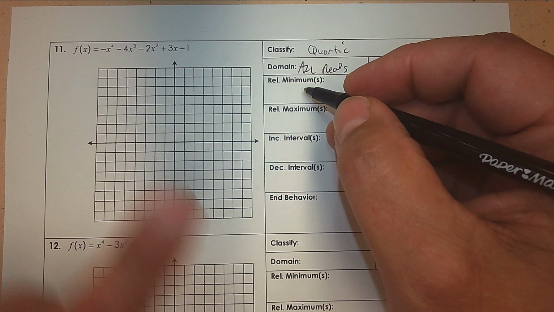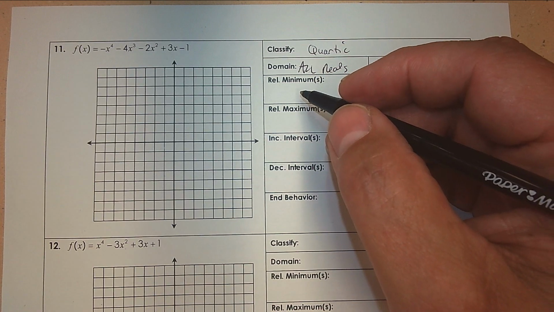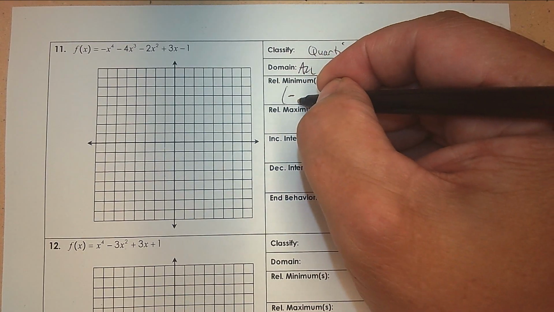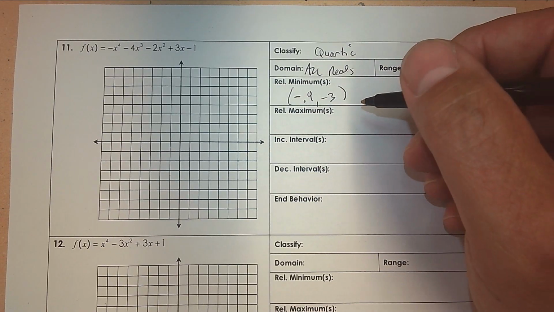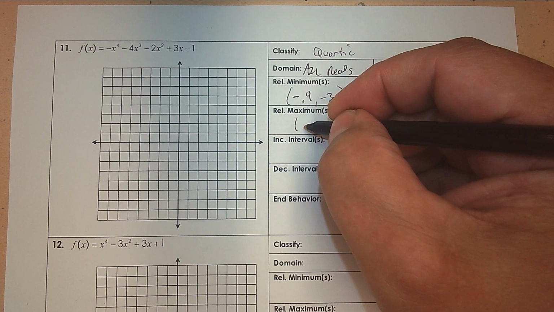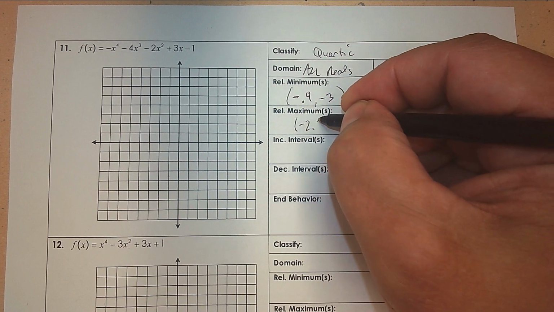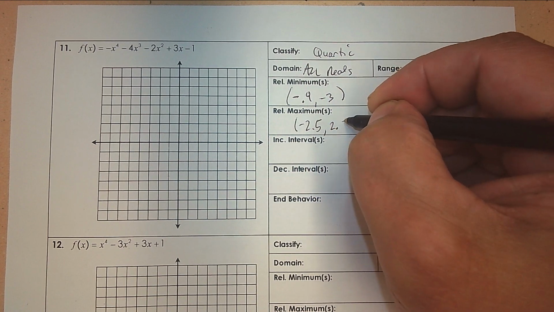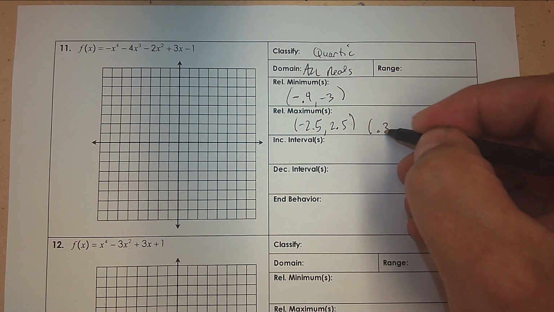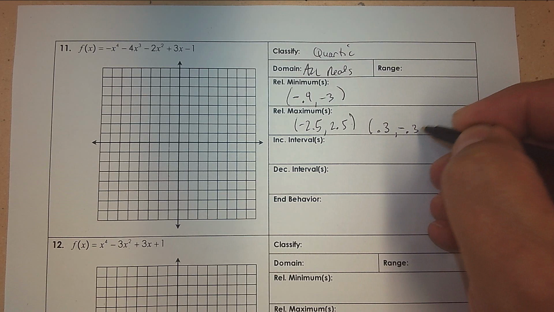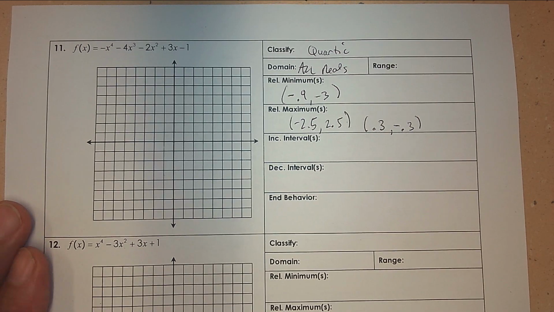Where are the minimums for this? So we have a minimum, if we approximate it, at negative 0.9 and negative 3. We also have a maximum at negative 2.5 and about 2.5 or so. We also have another maximum at 0.3 and negative 0.3. So we'll approximate those right now.